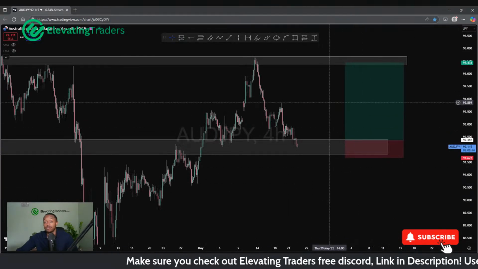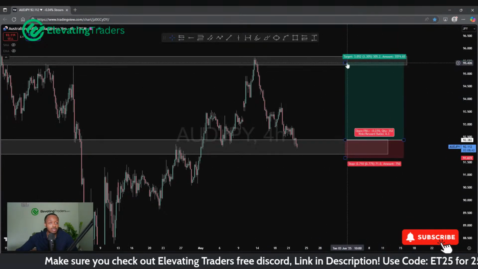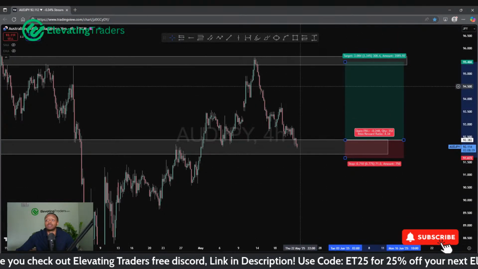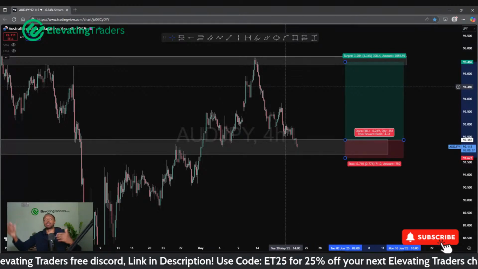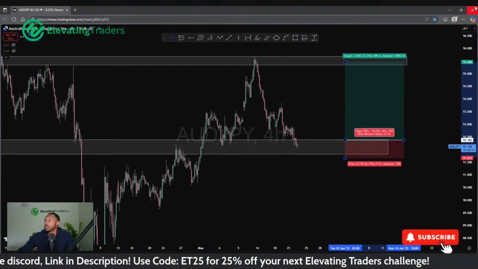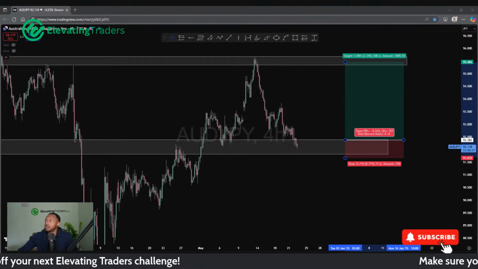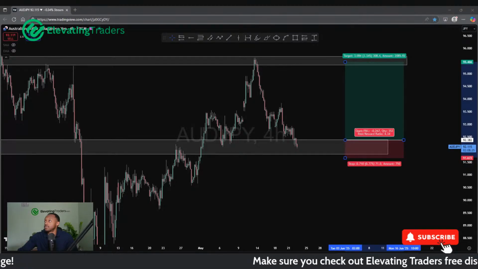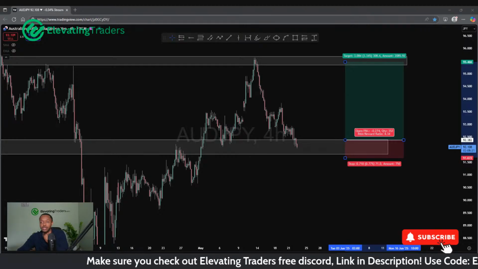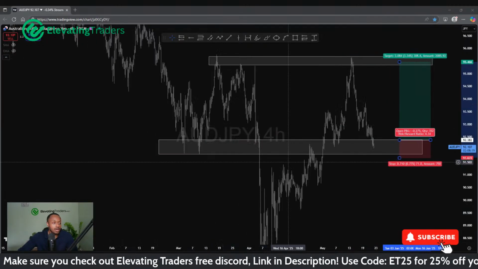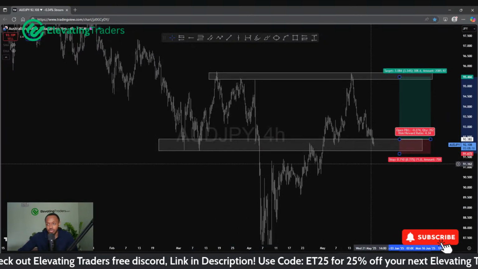But that's the beauty of risk reward. If you could look at a 1 to 3, even a 1 to 2, you make back your loss and you make an extra R as well. So you don't have to win every trade, be right every time to be successful. You just need to manage trades well and make sure that you're targeting well as well.